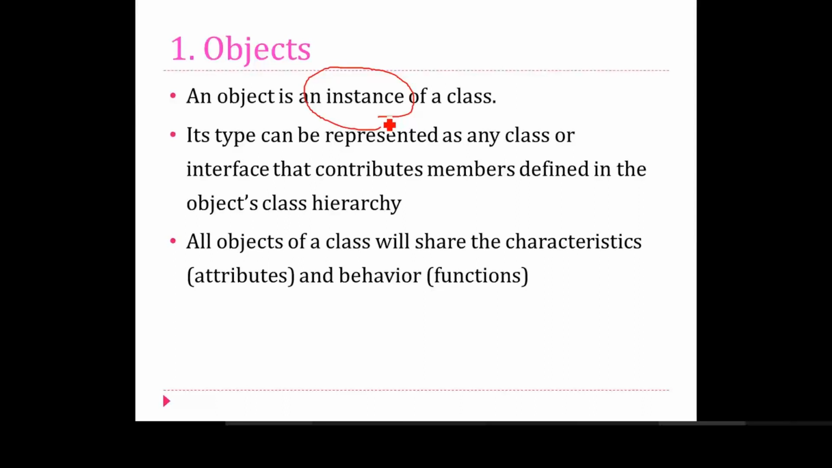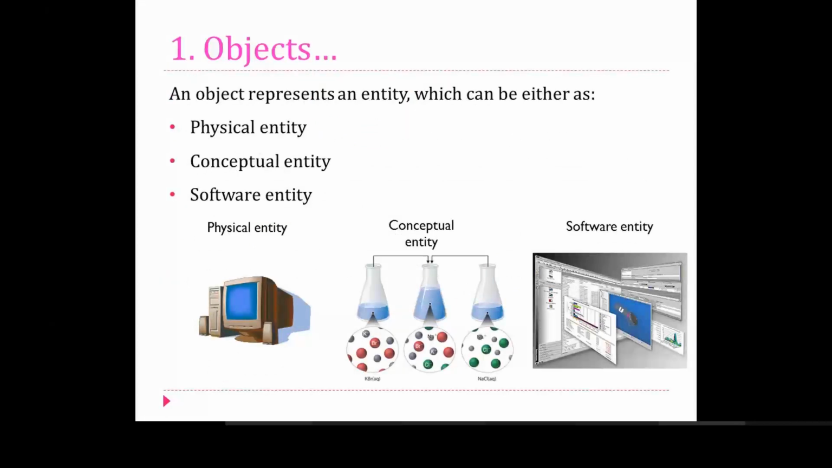This type can be represented as any class or interface that contributes members defined in the object class hierarchy. The meaning of this is that we can have a hierarchy of objects where their properties and attributes contribute to the complete members present inside the object. All objects will have the same characteristics, meaning a set of attributes and a set of behaviors, which are called functions.